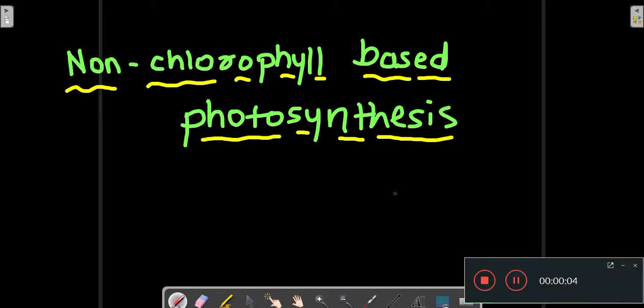Let's read about non-chlorophyll based photosynthesis. Okay, for photosynthesis you will not be needing chlorophyll molecules. So let's read how that is.